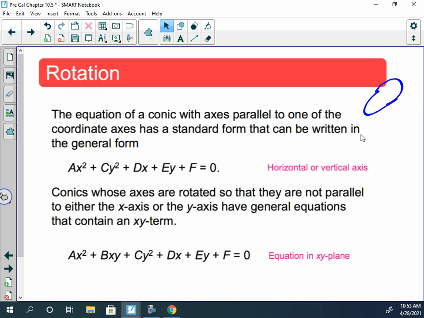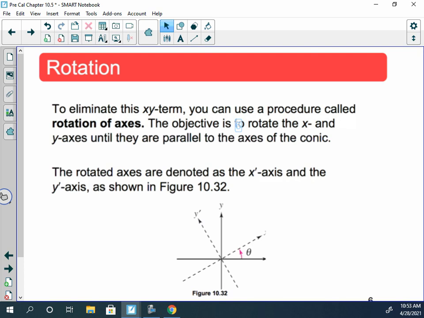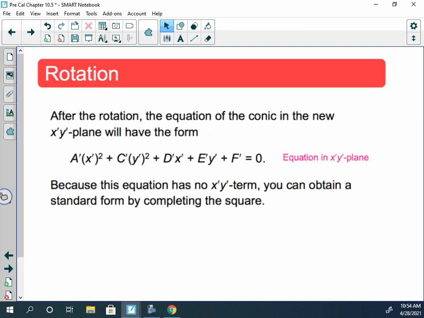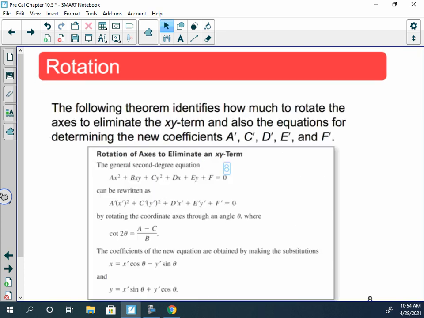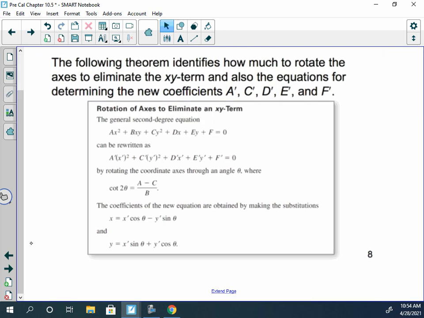So they're going to give us the general equation with an xy term, and we're going to remove it, because the coordinate axes we have are rotated at an angle of a certain degree. We want to rotate it back so that we get this equation here with no xy term. Now the key thing with all of this is using these three equations here, which are all out of the book, and we'll be using them.